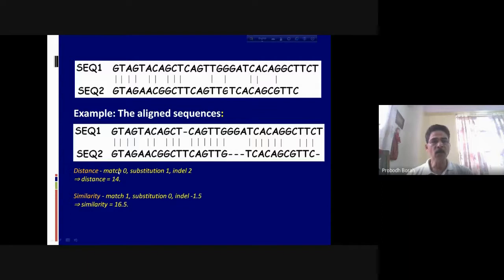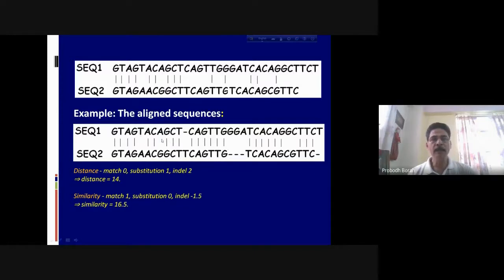So now for every match, we will put a score of 0. For every substitution or replacement, we will put a score of 1. And for every insertion or deletion, we will put a score of 2. So if these are the criteria of measuring distance between the 2 sequences, then we can find out the distance score of the 2 sequences. How? Now, the matches have got no score. Therefore, we will not count how many matches are there. Every substitution has 1 score. How many substitutions are there?